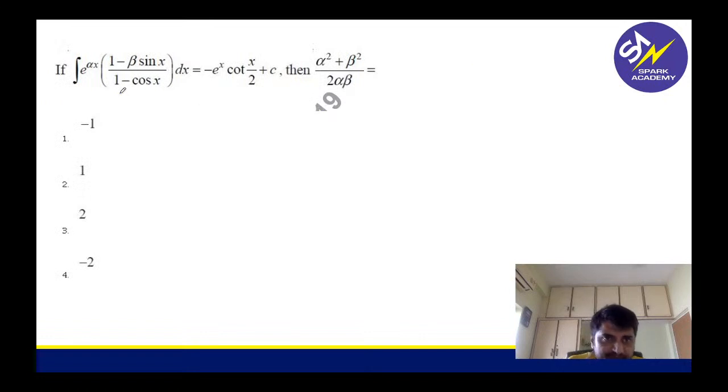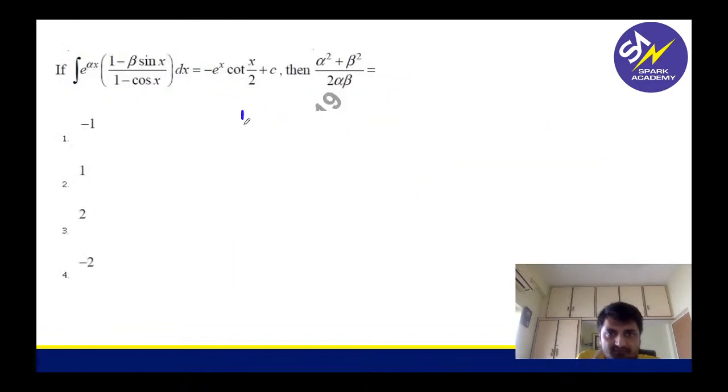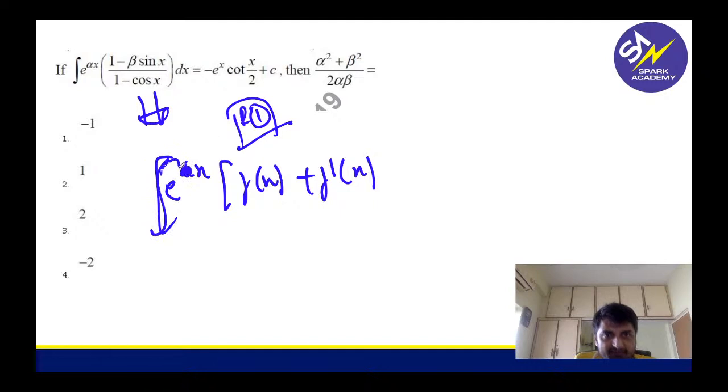This one, guys. Again, so this is round 1. All integration questions, round 1, guys. This is also round 1. Now, what is this formula? This I can write as e power x, f of x plus f dash of x format. Integral e power x f of x plus f dash of x dx, what will that be? e power x f of x plus c.